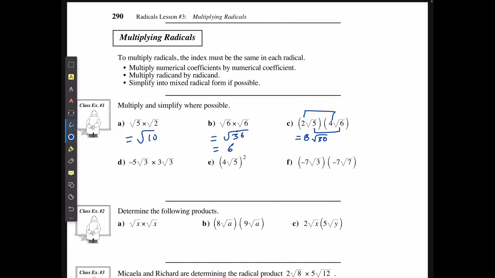If I have negative 5 and positive 3, that's going to give me negative 15. 3 and 3 are going to give me the square root of 9. Well, the square root of 9 is just 3, so this would be negative 15 times 3, a simplified version of that, or negative 45 when I multiply them out.